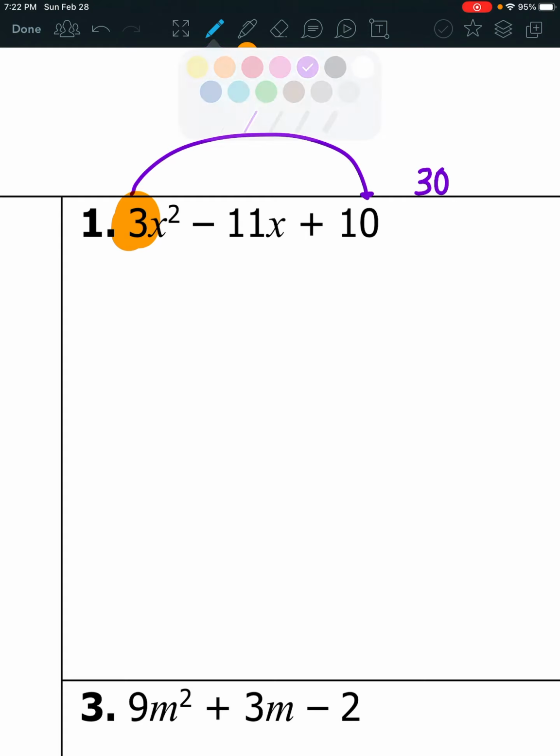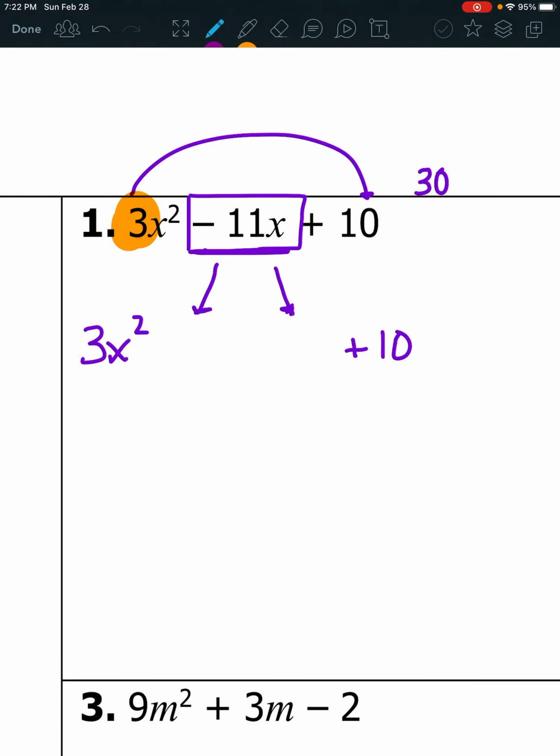We are going to take this B value, this negative 11x, and we're going to separate it into two different terms that will multiply to positive 30, add to negative 11. Everything else stays. That 3x squared stays how it is. And then the positive 10 at the end, that also stays. So we're just separating this negative 11x into two separate terms.